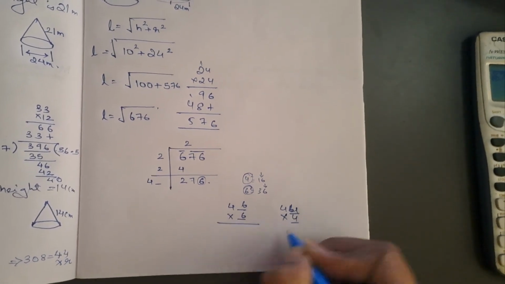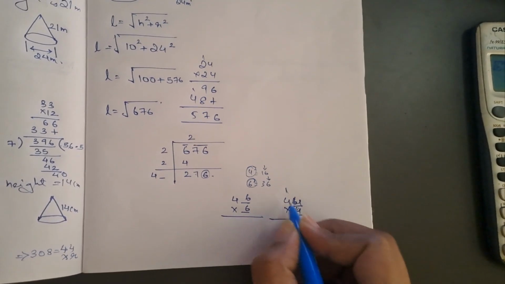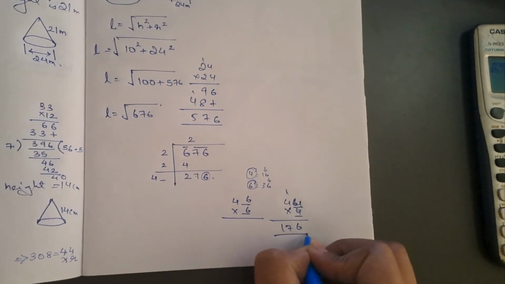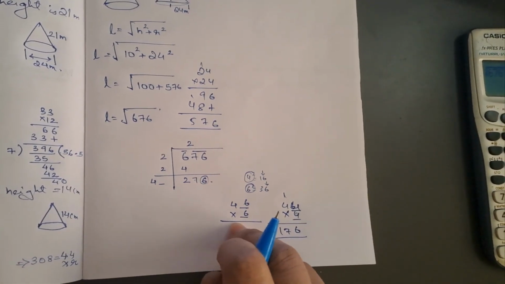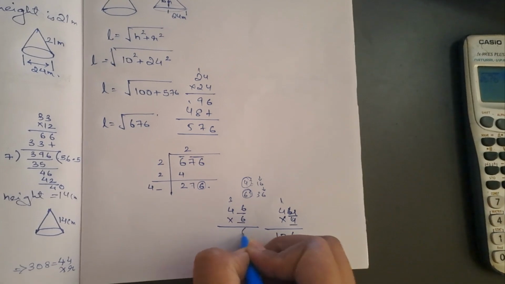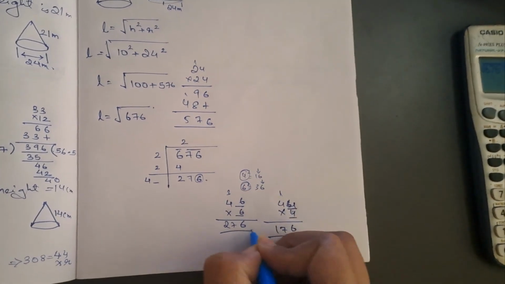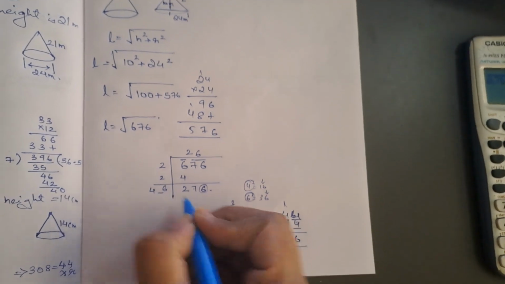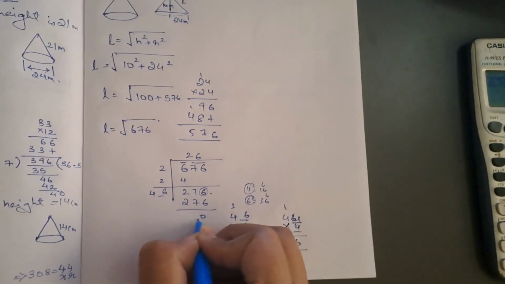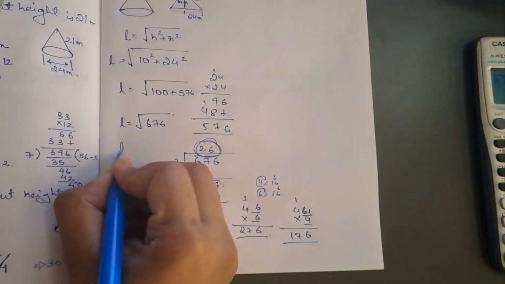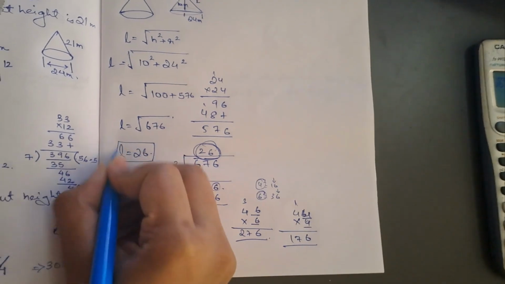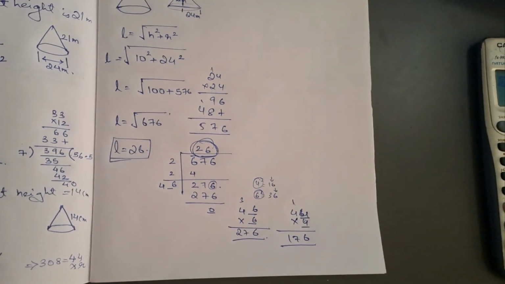That means the second digit is 4. 4 fours are 16, 4 fours are 16, 17, it becomes 176. It's much smaller. So let's go with the 6 thing. 6 sixes are 36. 6 fours are 24, 25, 26, 27. 276 we are getting directly. So 6 goes here, 6 goes here, 276, and the answer is 26. So L is equal to 26. You can do the long division method, and this method never goes wrong.